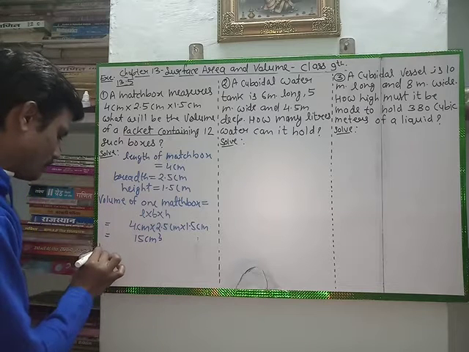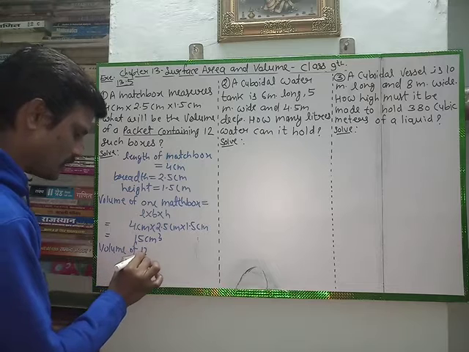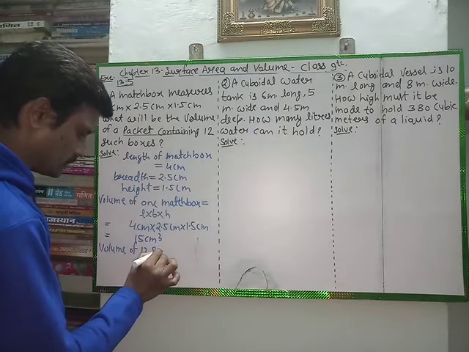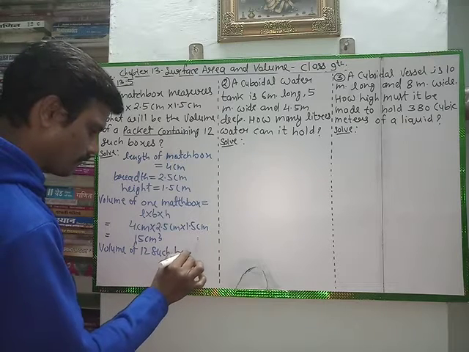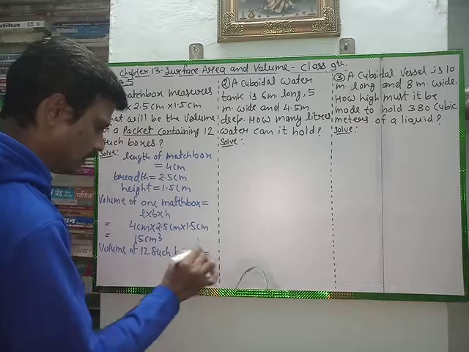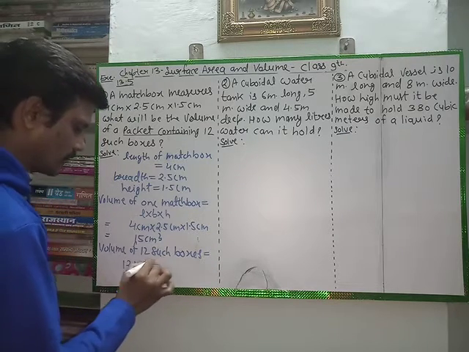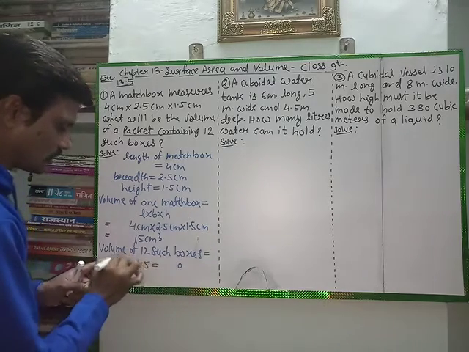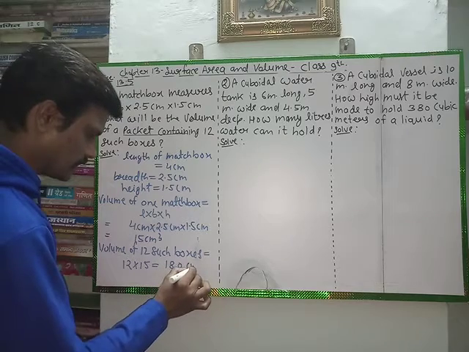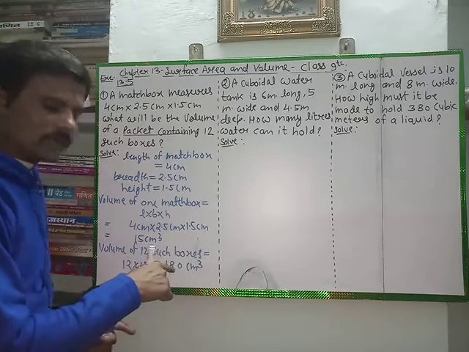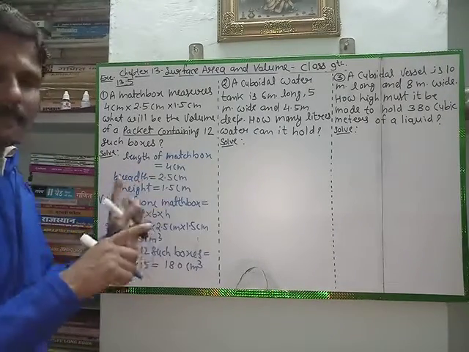So the volume of 12 such boxes is equal to 12 multiply with 15. 12 times 15, 5 twos are 10, 0 carry 1, and this will become 180 centimeter cube. This is the volume of that packet that contains 12 such matchboxes.